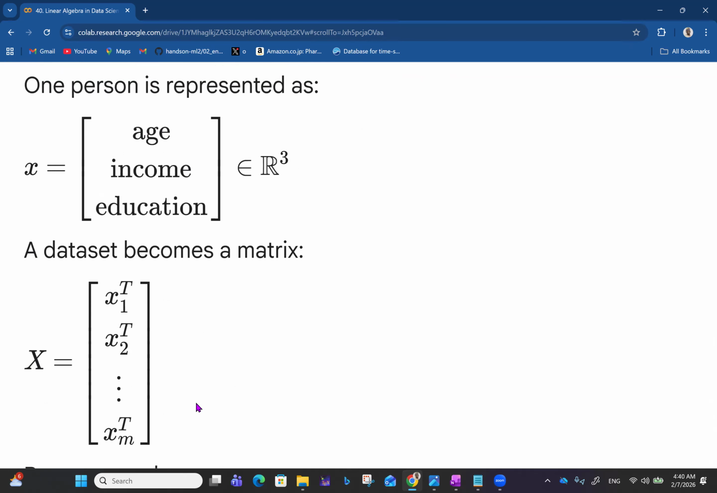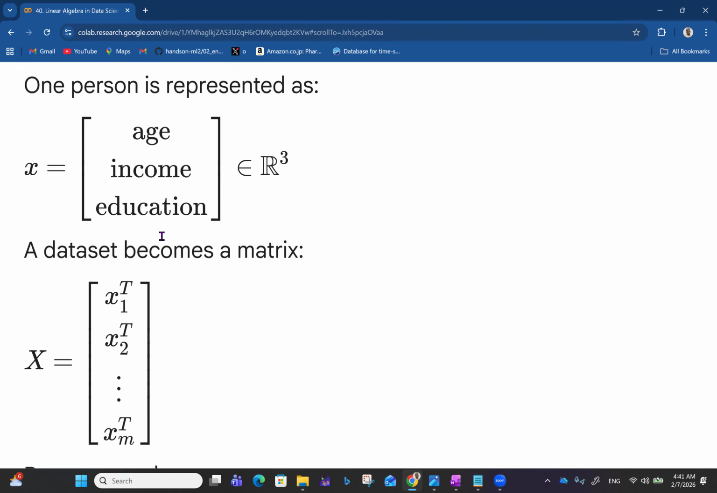Then you can also have a data set. So the x now is the information about one person. That's like maybe one row: age, income, and education. For one row like that, you have information about one person. Then you can have a data set, which becomes a matrix. So you now have information about the first person, second person, up to the nth person. So that becomes your whole data set now.